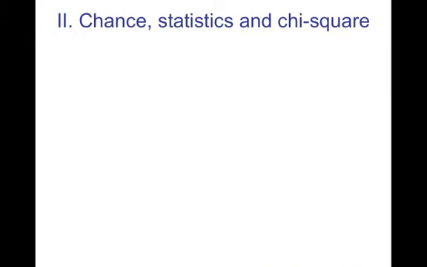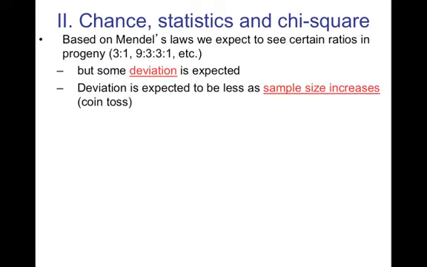All right, let's move on to this last part: chance, statistics, and our good friend, the chi-square. Based on Mendel's laws, we expect to see certain ratios of progeny, 3 to 1, 9 to 3 to 3 to 1, and many others. But we know when we do an actual experiment, we will see some deviations. When we do a cross, if you get 100 flies, we wouldn't expect exactly 75 of them to have a certain trait and 25 to have the other trait. We might get lucky and it may turn out that way, but we know that because of chance this isn't always going to be the case.